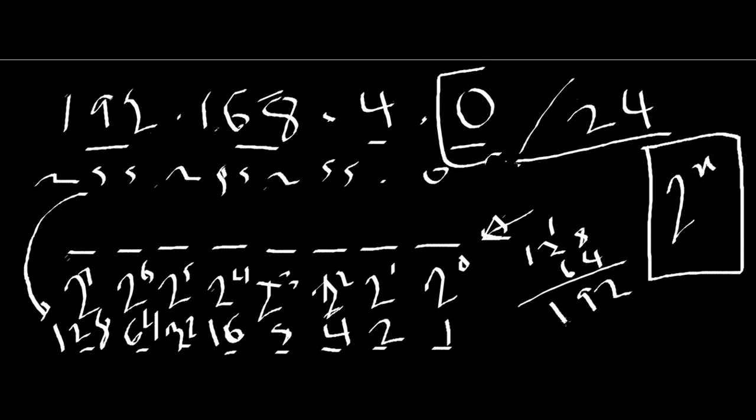What this means is 128, this is the spot, you turn it on. 64, you turn it on. Now these are the only two we need to get 192. The rest, 0. Anyway, 0, 0, 0, 0, 0. So what does this mean? This just means 192 in binary is 11000000. Now we can try the same for 168 and 4.